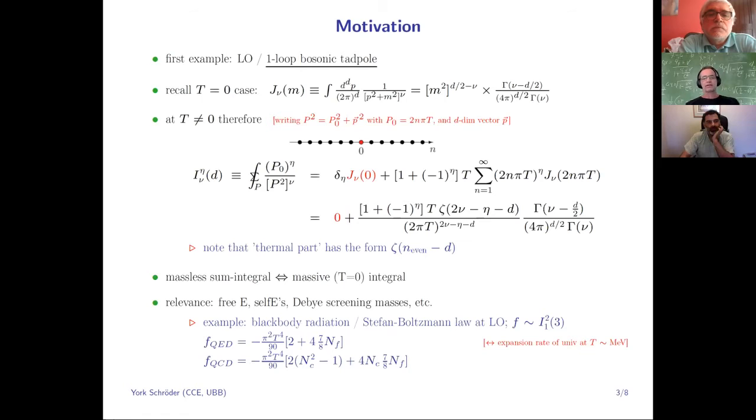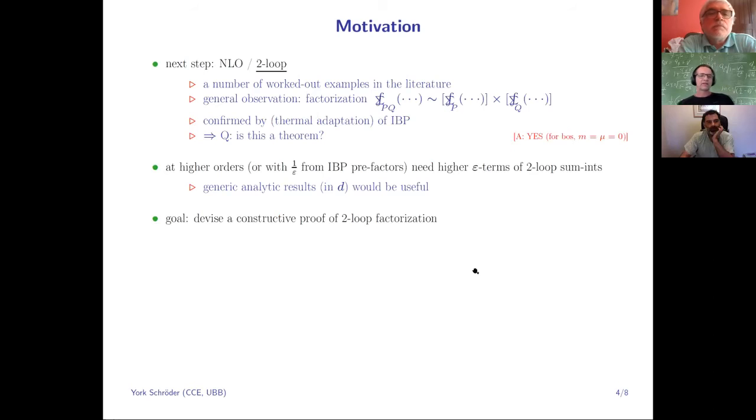Why is this relevant? Well, just think of black body radiation, for example, right? The well-known pi squared over 90, the free energy of 1 degree of freedom. Like in QED, you would put 2 degrees of freedom. If you want to play with the expansion rate of the universe at a couple of MeV or so, you get this pi squared over 90 exactly from these types of integrals.